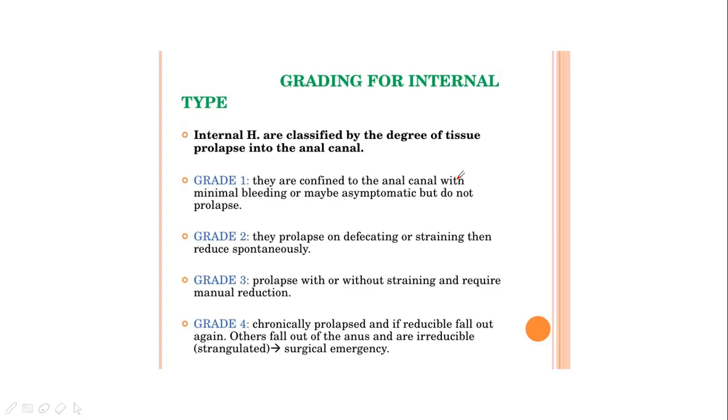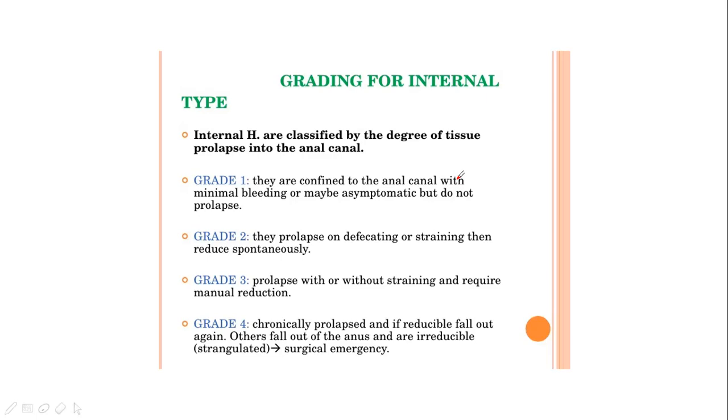Basically, internal hemorrhoids are classified by degree of tissue prolapse into the anal canal. Grade 1, they are confined to the anal canal with minimal bleeding or maybe asymptomatic but do not prolapse. Grade 2, they prolapse on defecating or standing, then reduce spontaneously. Grade 3, prolapse without straining and require manual reduction. Grade 4, chronically prolapsed and irreducible, strangulated, a surgical emergency. So they are the four grades.